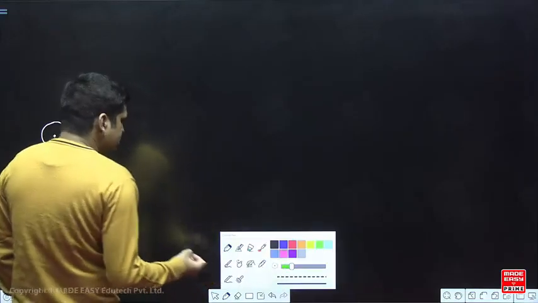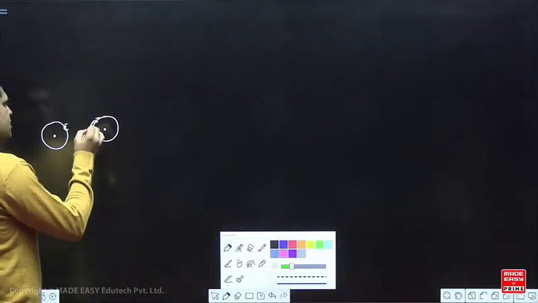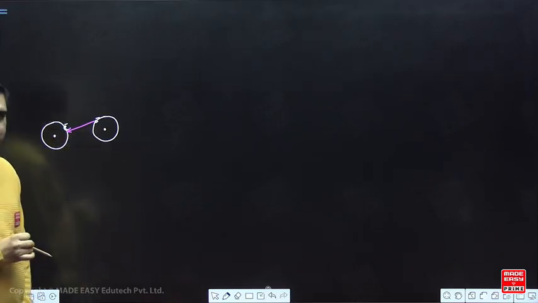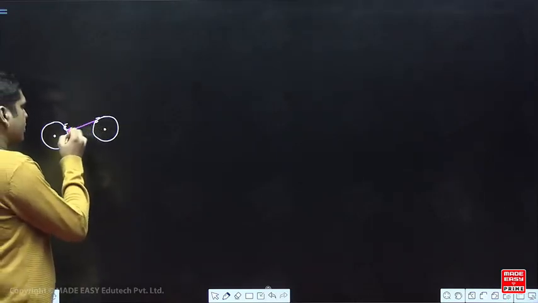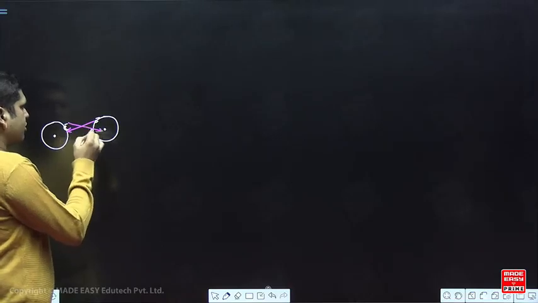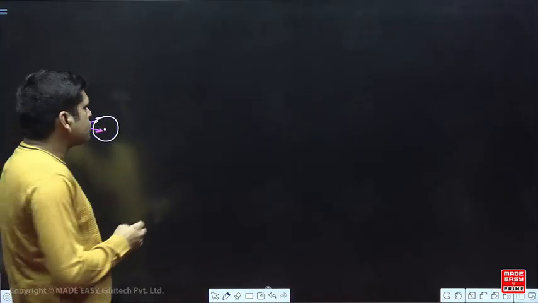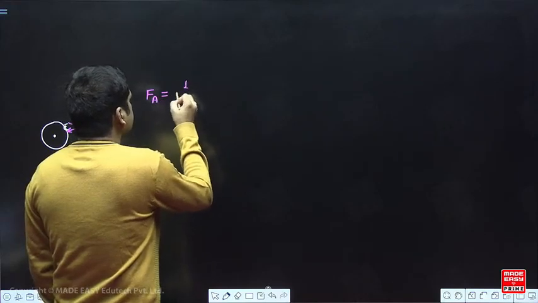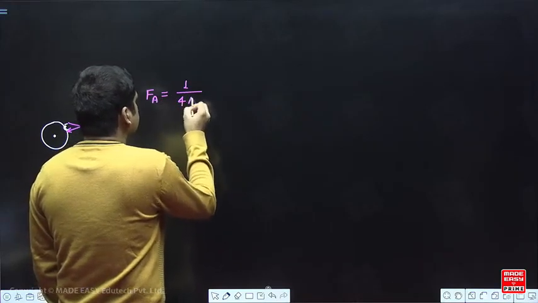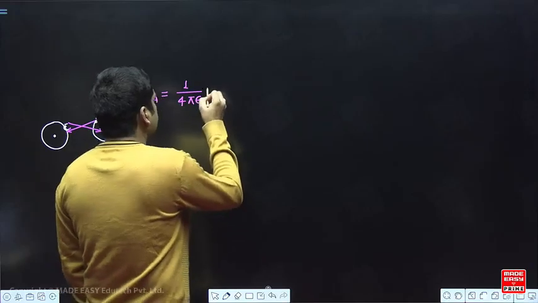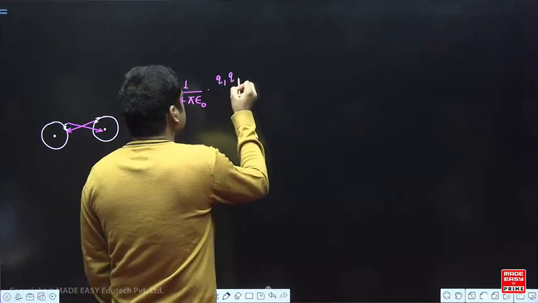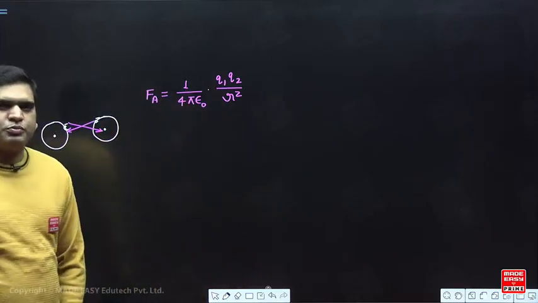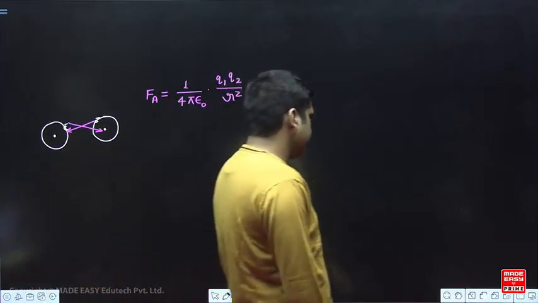So, these atoms first of all will start experiencing attractive force. This nucleus will attract this electron and this nucleus will attract this electron. So, some attractive forces will work on these nucleuses. They are given as 1 by 4 pi epsilon naught q1 q2 upon r square. Obviously, both charges will be opposite, so value of this force will be negative.